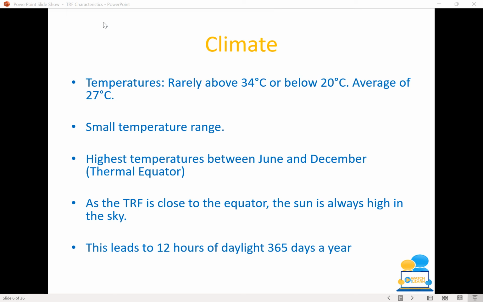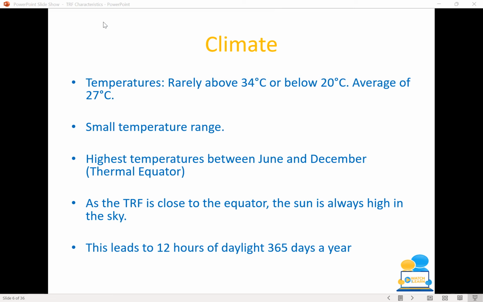I've already said to you that the conditions in terms of temperatures are pretty constant throughout the year. The temperature rarely goes above 34 degrees Celsius and rarely goes below 20 degrees Celsius, with an average of 27 degrees Celsius in these areas. So that's quite a constant heat, which is ideal when you couple that up with rainfall, for growth. And that's why we've got a huge amount of growth of plants and trees within this area.